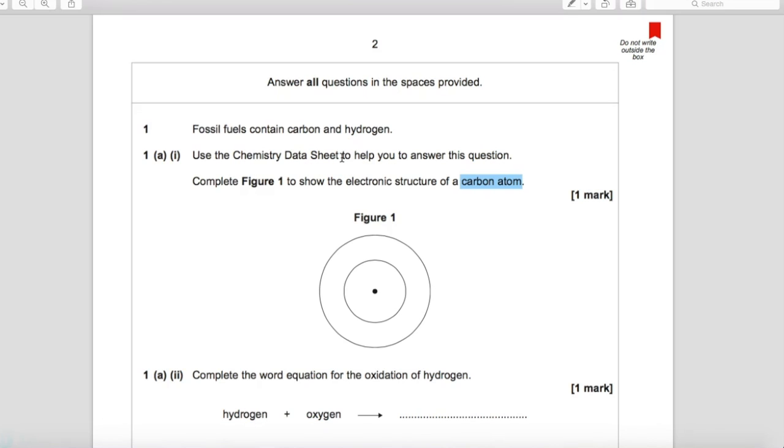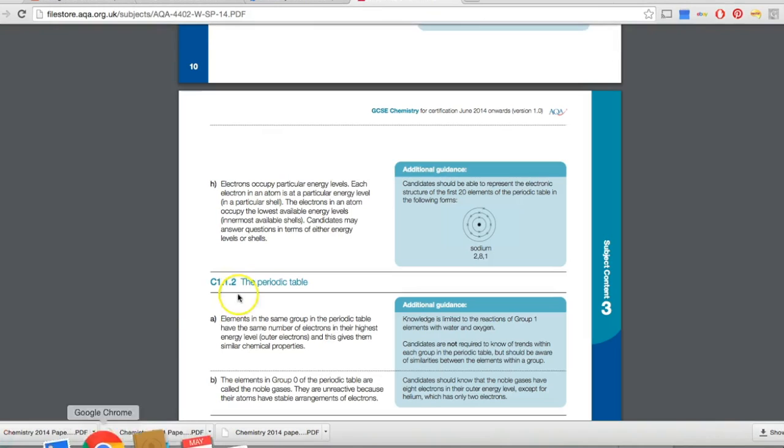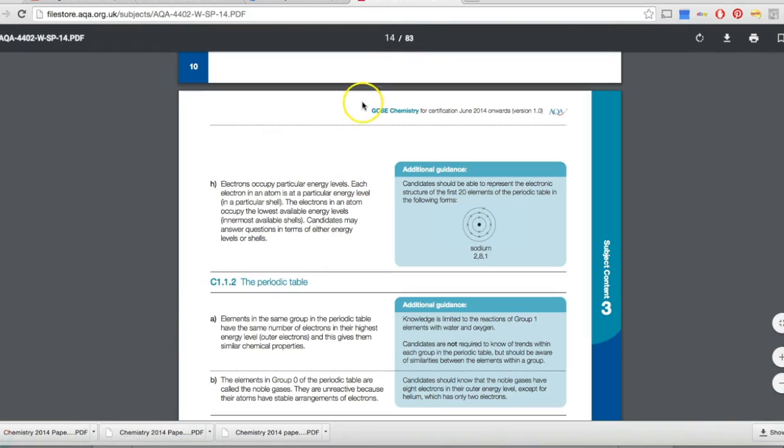Now, when it comes to filling in electrons in these shells, it's really important that we start from the inside and then work our way out, because electrons will always fill the lowest energy level possible. That is the one closest to the nucleus. We know this because it says so in our syllabus, right here under C.1.1.1, this one here, H: electrons occupy particular energy levels, and in particular, the electrons in an atom occupy the lowest available energy levels, right there.